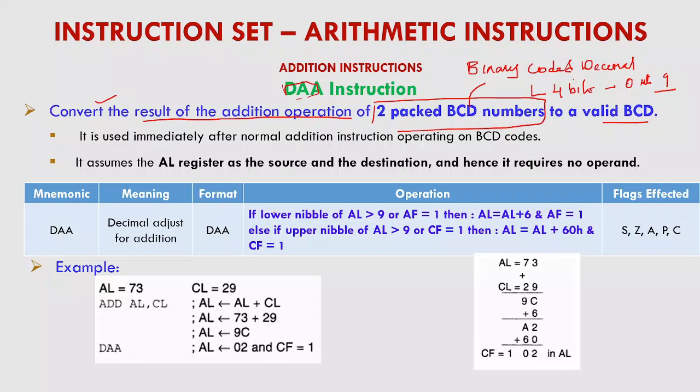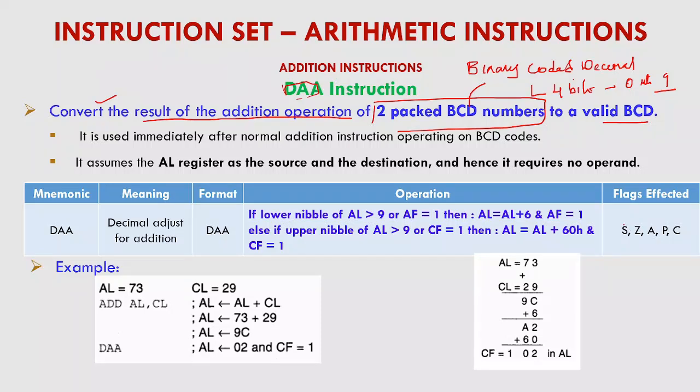So what is the situation? If the lower nibble of AL is greater than 9, or if the auxiliary flag is set, that is, there is a carry from the third bit to the fourth, then you need to add 6 to AL. Else, if the upper nibble of AL is greater than 9, or if the carry flag is set, you need to add 60H to AL.